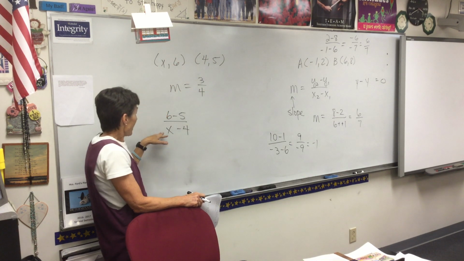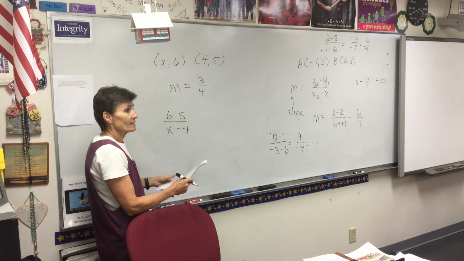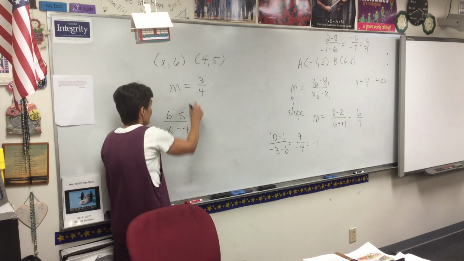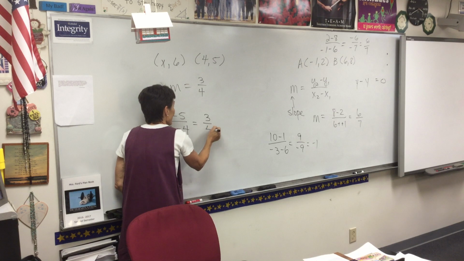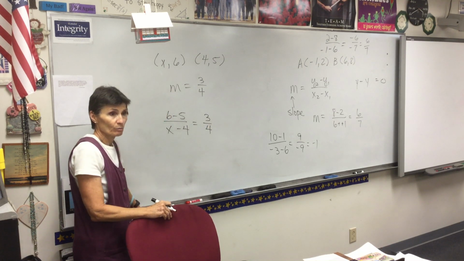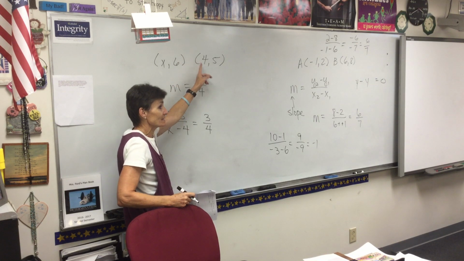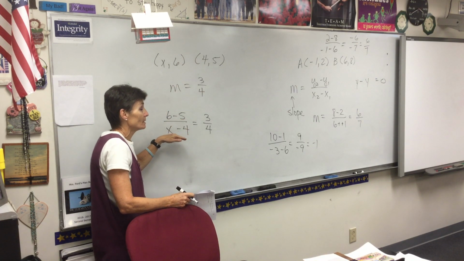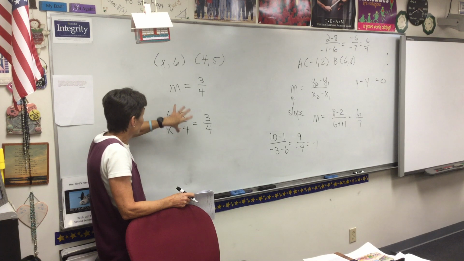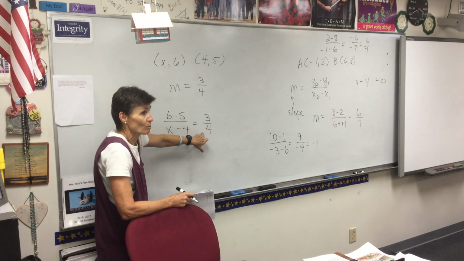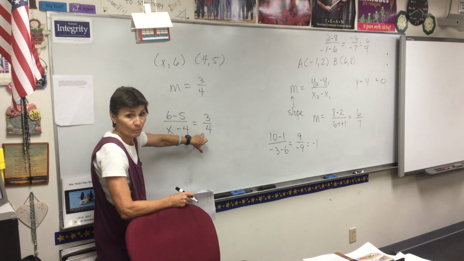I can't solve that except that is the slope, and that has to be equal to 3/4. When I do y minus y, x minus x, that's slope. And they tell me in the problem that that slope equals 3/4. Okay?